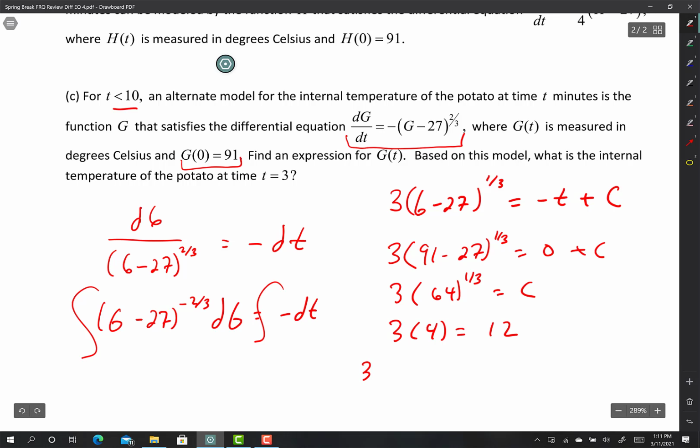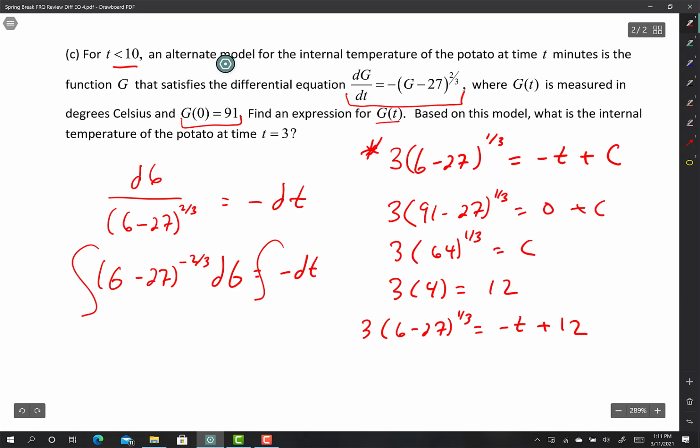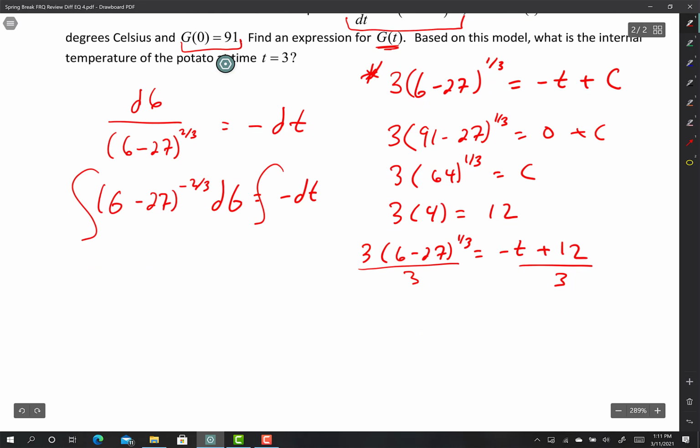So I'm going to write 12. I'm going to continue it right there from that guy. G minus 27 to the 1/3 equals negative t plus 12. I'm going to divide by 3 because we're trying to solve for g of t. I'm not going to bother to reduce that. You could say negative 1/3 t plus 4, but I'm going to leave it. G minus 27 to the 1/3 equals negative t plus 12 over 3.